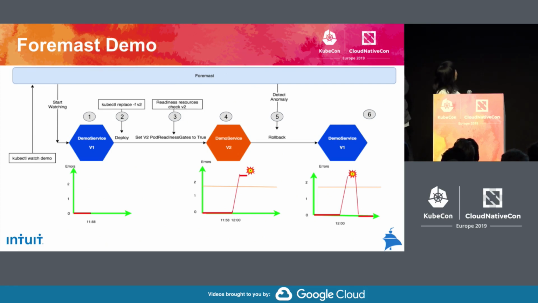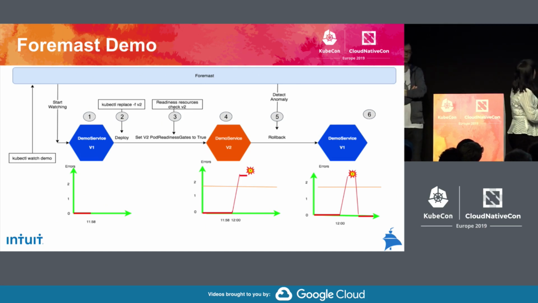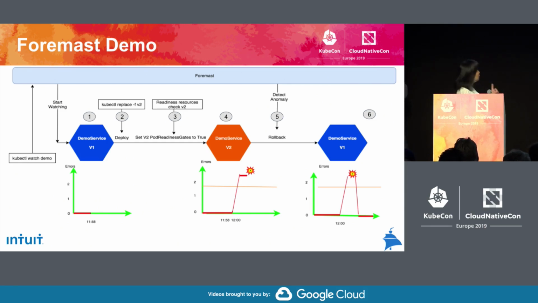Today I'd like to give a demo of the second use case. This is a brief demo flow, and I marked steps 1, 2, 3, 4, 5. First, when we start the demo, the V1 application is deployed. The second step is we start to deploy V2 to replace V1. Now V2 is deployed and the pod is ready. Then we add an additional readiness resource check for V2, and set the V2 pod readiness condition to true. Between 3 and 4, pods start to serve the traffic.